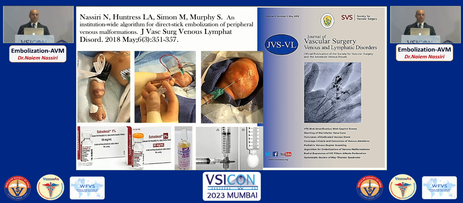As far as the options for treatment, again, the mainstay agents that are used are detergent-like compounds like sodium tetradecyl sulfate and polidocanol. These are anionic surfactants that cause a very intense inflammatory reaction within the endothelial cells, and that inflammation then begets thrombosis and fibrosis.